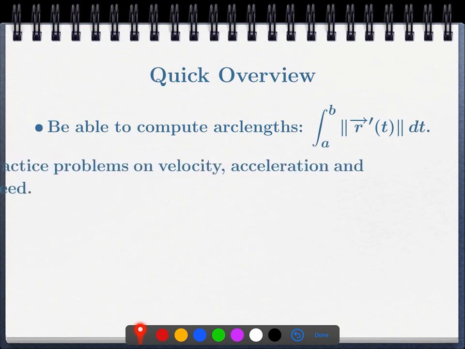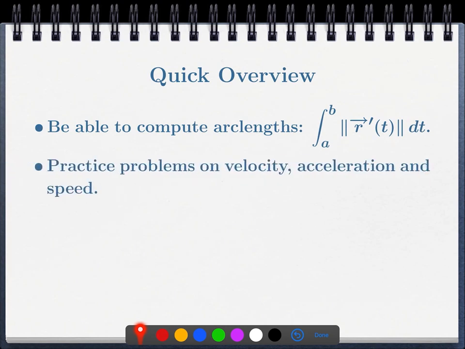And also, velocity, acceleration, and speed, not quite as difficult, but you should be able to answer a simple question related to velocity, acceleration, and speed.